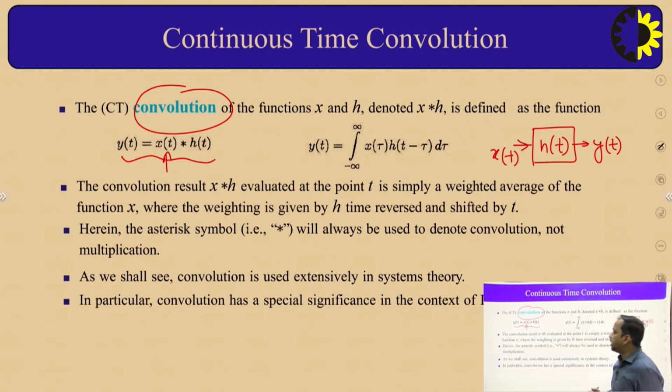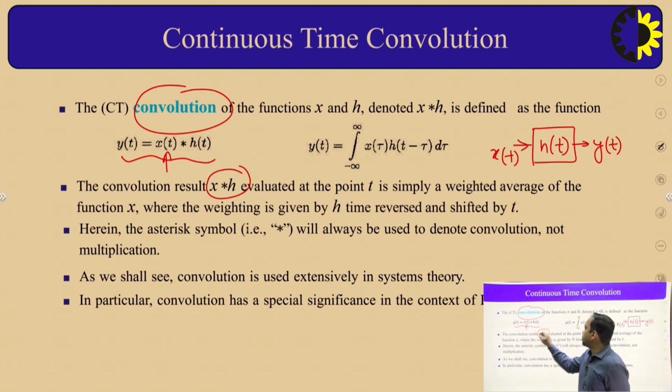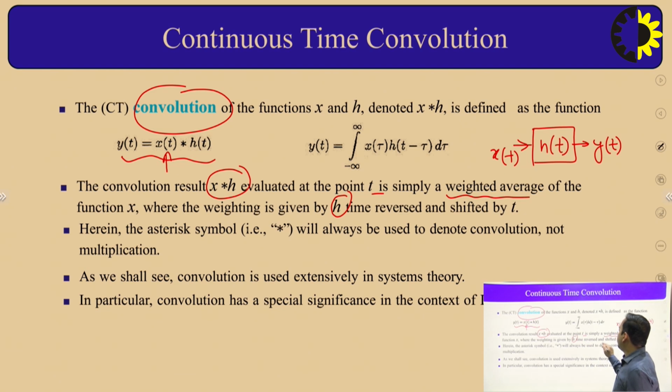So the convolution of x of t with h of t at the point t is simply a weighted average of the function x, where the weight is given by h reversed and shifted by t. We'll see later what operations are involved in performing a convolution. Here the asterisk symbol will always be used to denote convolution, not multiplication. It's not a normal multiplication.